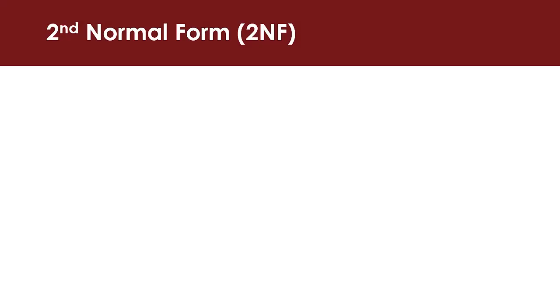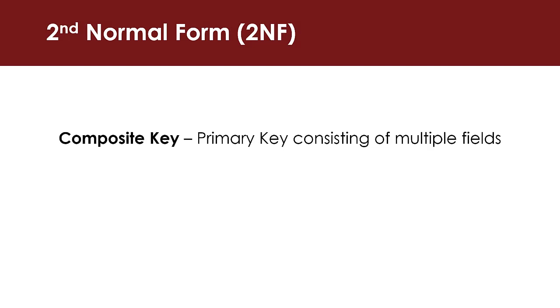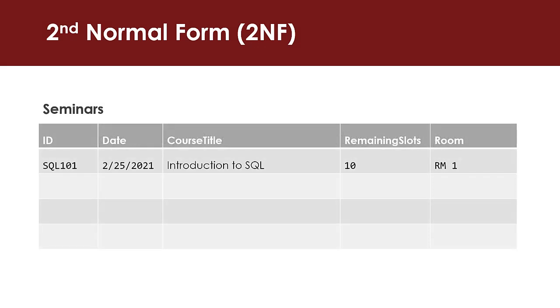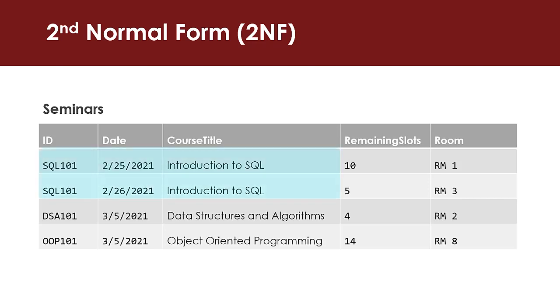Eventually, you will come across table designs that involve a primary key consisting of multiple fields. This is also known as a composite key. Consider the following table. Suppose we want to store information of seminars that we will be hosting. We have the seminar ID, the date, the title of the seminar, remaining slots, and the room where it will be conducted.